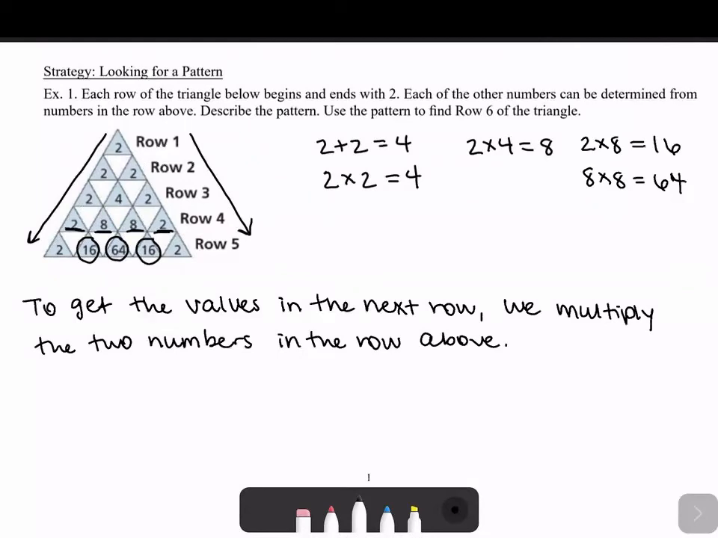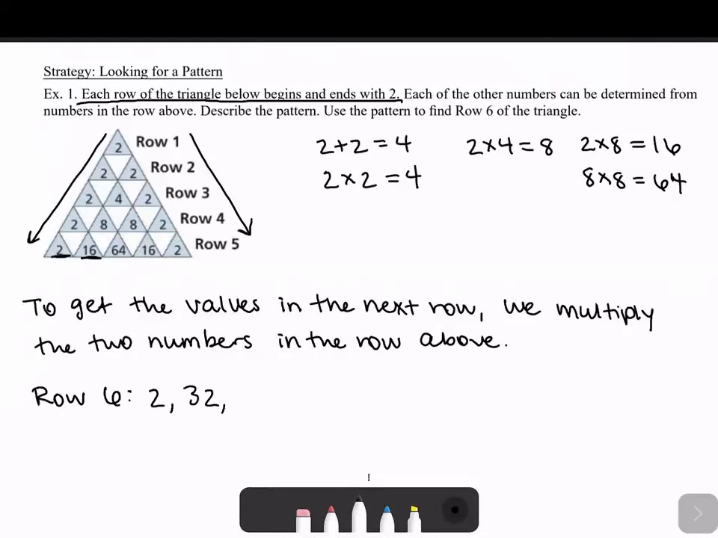So row 6, we know it's going to start with a 2 because we're given that each row of the triangle begins and ends with a 2. So we know it starts with a 2. Then we are going to take, let me clear this up here, we're going to take this 2 and the 16 and multiply them together. And we're going to get 32. Let me write that a little better. 32.